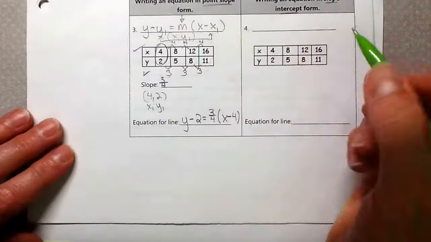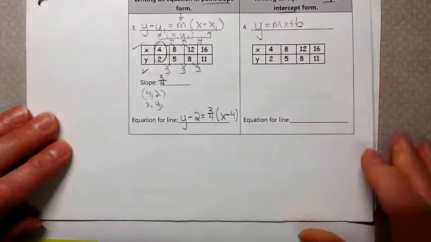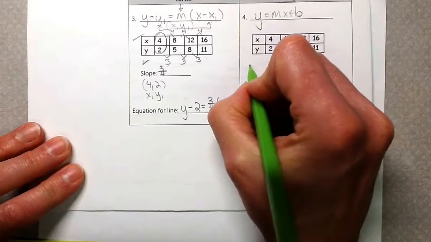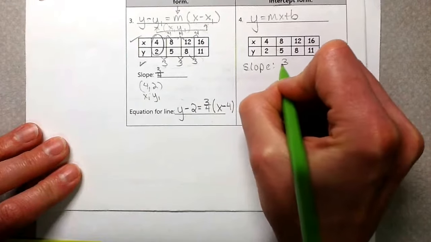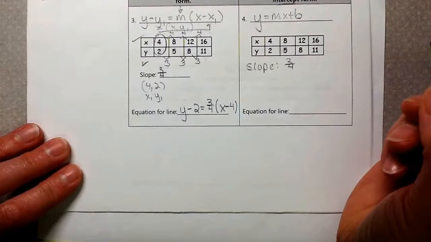Okay, slope-intercept form, we've been using that a little bit. y equals mx plus b. So I first need to find my slope. Well, we already found the slope over here. So my slope is 3 over 4. Now I need to find my y-intercept.